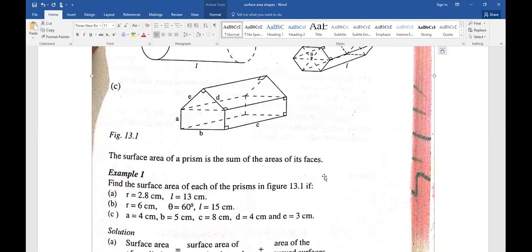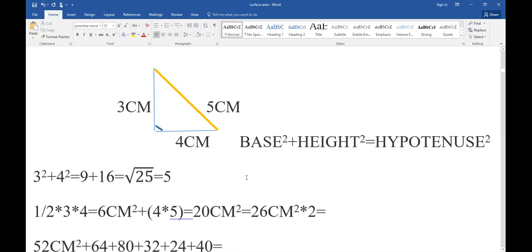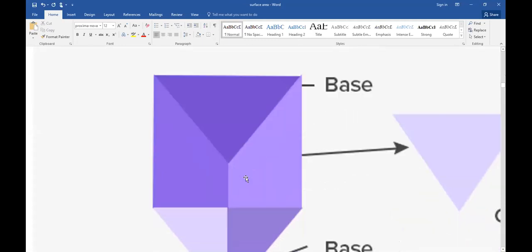We have not added the base. B times C is 40. We have not added 40. The area of the base, we are not adding that. So I think plus 40. So that is how you can now have the surface area of your pentagonal prism.